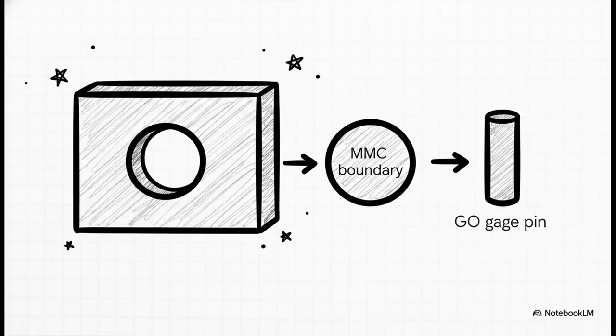So let's break down the actual math here. For an internal feature, like a hole, we're usually dealing with maximum material condition because we want to guarantee clearance for a mating pin. The formula is beautifully simple. The virtual condition equals the MMC, which is the smallest allowable hole size, minus the geometric tolerance, like a position tolerance. And boom, that gives us the exact size of the go gauge pin we need to build.